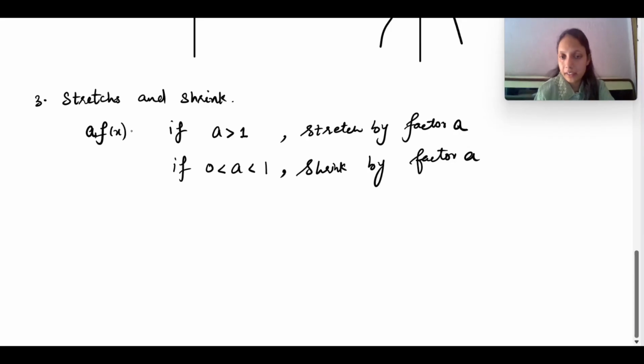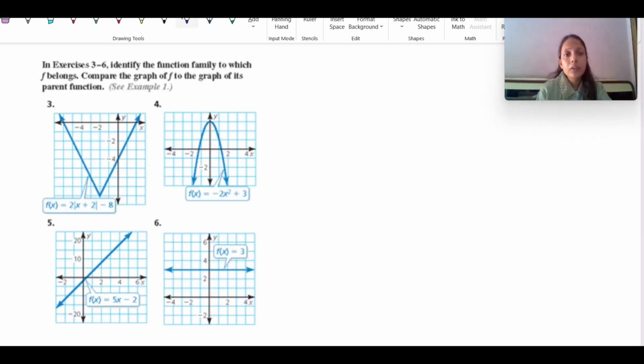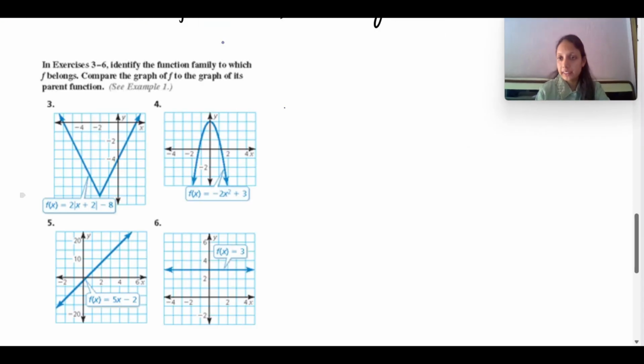So if a is greater than 1, it's a stretch. If a is between 0 and 1, it's a shrink. We are trying some exercise questions of the book. First, the question says to identify the function family to which f belongs. Compare with the original and its parent function. So what is the original parent function for this?